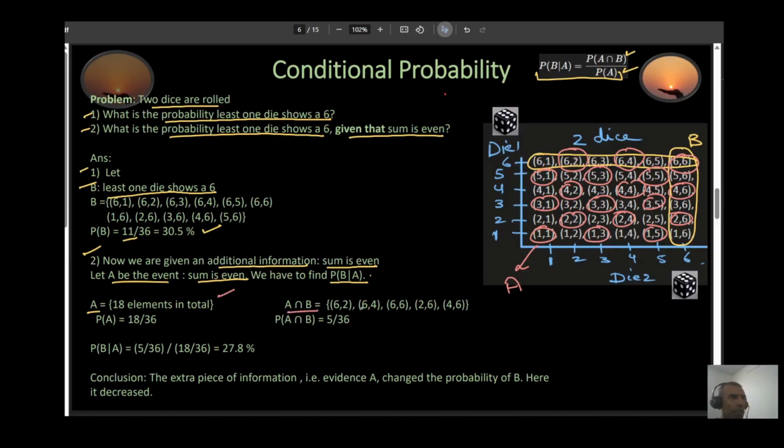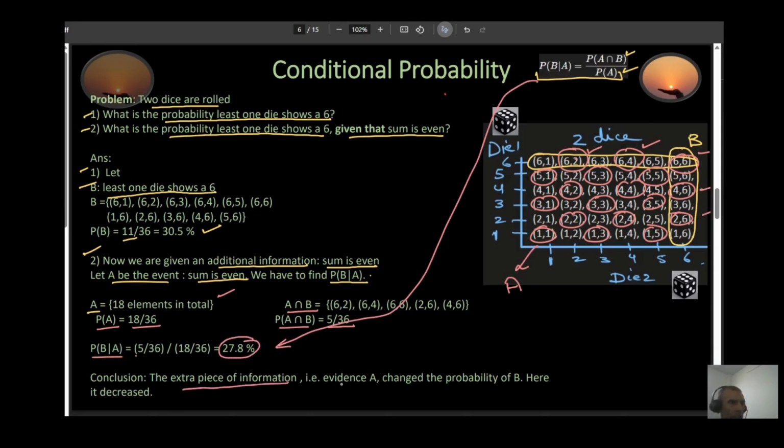A intersection B in this case would be 6-2, 6-4, so all these elements. This one right here is A intersection B. This is also A intersection B. This one, this one, this one. There are total 1, 2, 3, 4, 5 of them. So the probability of A intersection B would be 5 over 36. And likewise, the probability of A would be 18 over 36 because there are 18 elements in A. Now you can use your formula and substitute your values in there. I'm just using this formula right here. And the answer comes out to be 27.8%. Conclusion: the extra piece of information, the evidence A, changed the probability of B in this case.